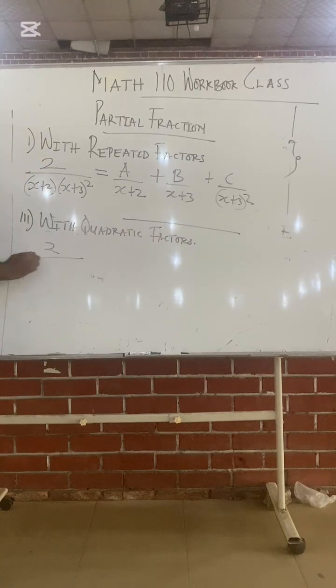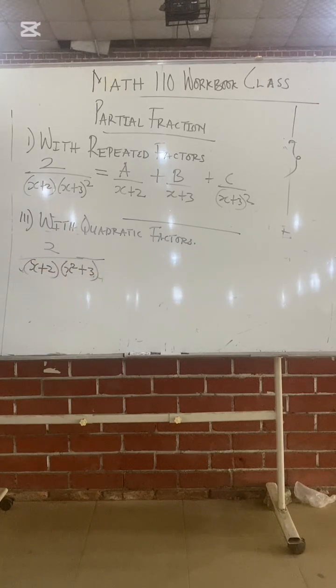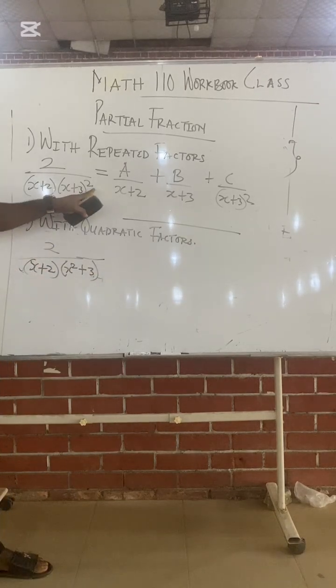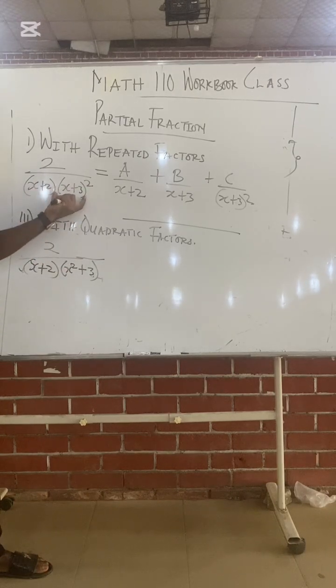Look at this. 2 all over x plus 2 into bracket s squared plus 3. Class, why do we call this quadratic factors? Check. Before now, the square has always been outside the bracket. This is not quadratic, this is a repeated factor. But class, when one of your denominators is carrying x squared, it is quadratic because the highest power of x is 2. Here, this 2 is not for x, it's for the brackets, 2 of them.